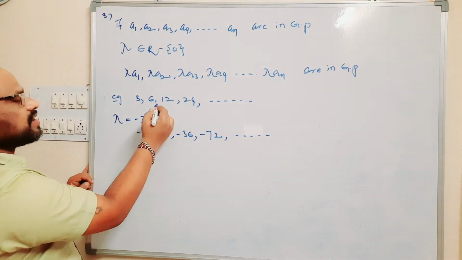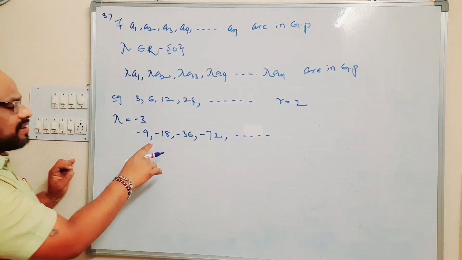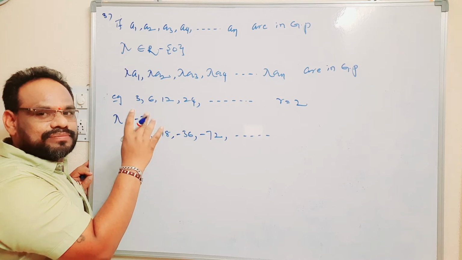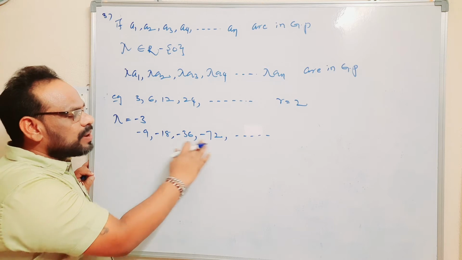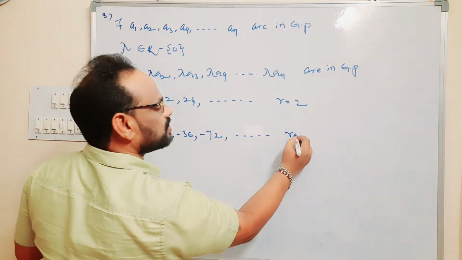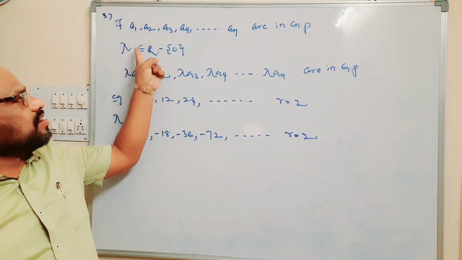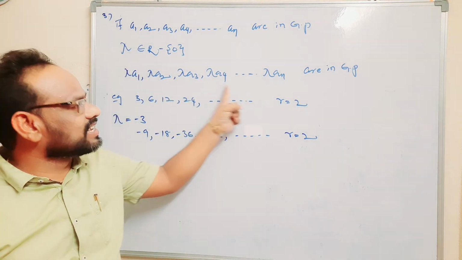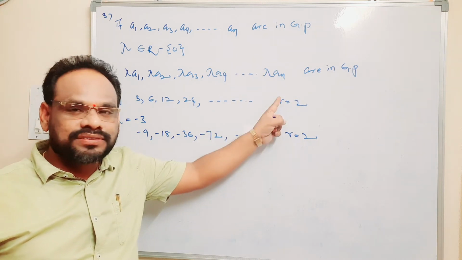Observe here, the common ratio r is equal to 2. Here minus 18 by minus 9, that means plus 2. Minus 36 by minus 18, here also plus 2. Minus 72 by minus 36, here also the same common ratio. Observe here, if we multiply each term of a geometric progression by a non-zero constant, then the resulting sequence is also a geometric progression with the same common ratio.